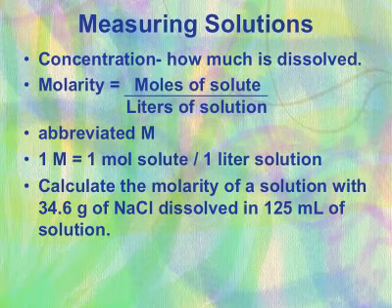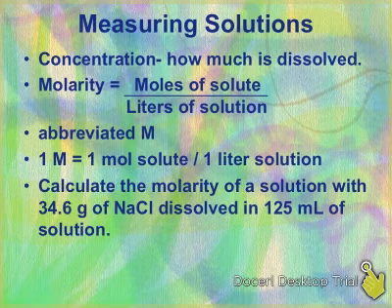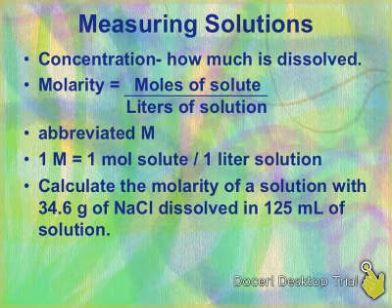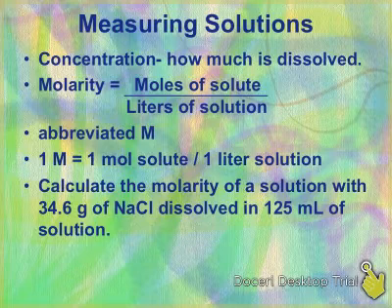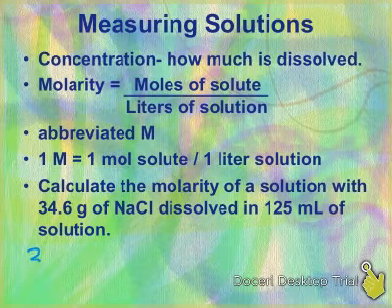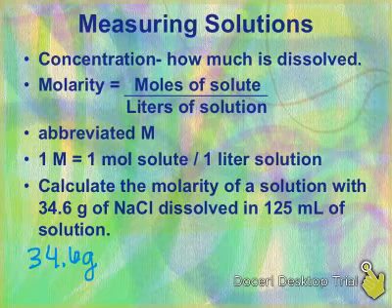Okay, so let's look at this one. Let's see if we can do it the stoichiometry way. It says calculate the molarity of a solution with 34.6 grams of sodium chloride dissolved into 125 milliliters of solution. So I want molarity. Molarity is moles per liter, right? So I'm going to do stoichiometry. I always start with what's given to me in the problem. I'm going to start with 34.6 grams, but I want my unit to be moles per liter, correct? So first of all, let's change this into moles, right?